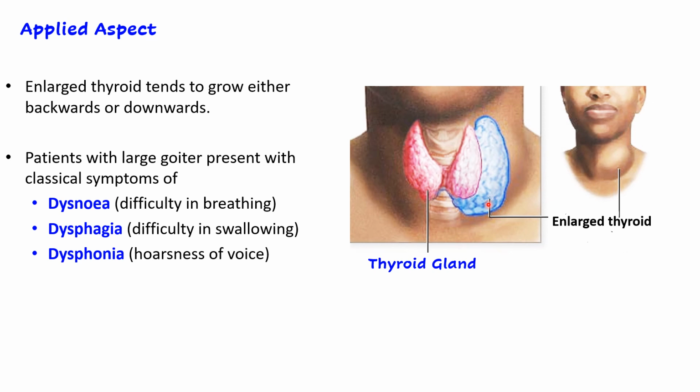and recurrent laryngeal nerve supplies all the muscles of the larynx except one, right? That is cricothyroid. So all other muscles are supplied by the recurrent laryngeal nerve. So when it is affected, this will lead to hoarseness of the voice.